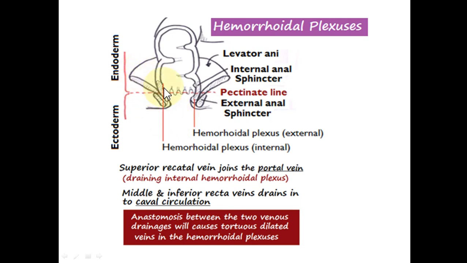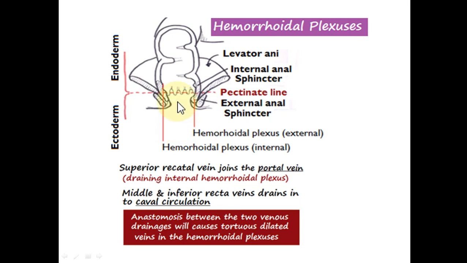Embryologically, anything above the pectinate line is of endodermal origin. We know that the whole body organs are derived from the three germ layers: the ectoderm, endoderm, and mesoderm. Structures below the pectinate line are of ectodermal origin. By that we mean that they are related to structures derived from the ectoderm, which also gives rise to the skin.